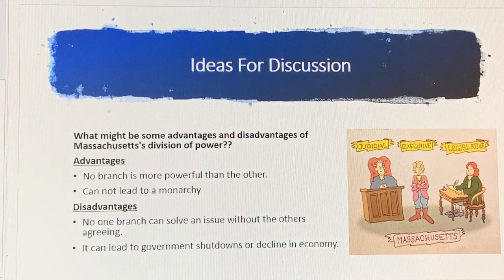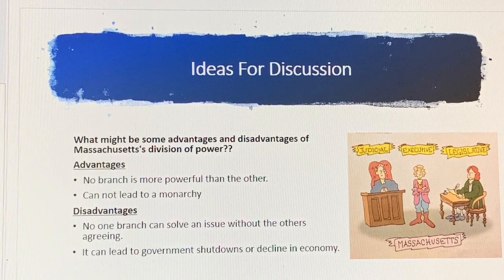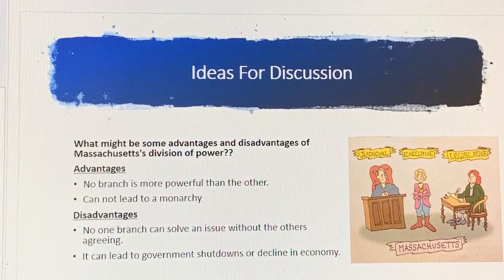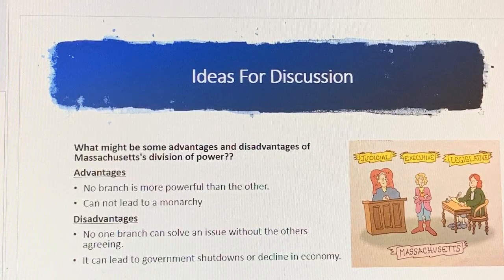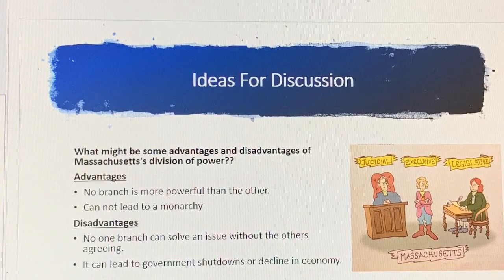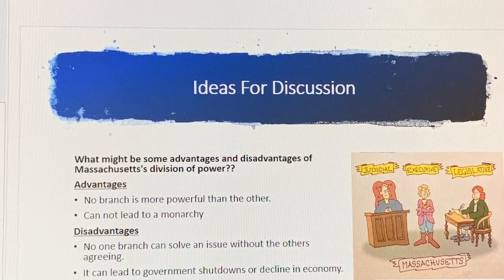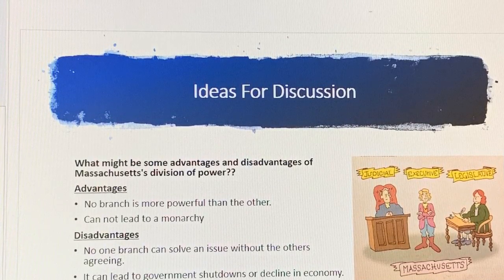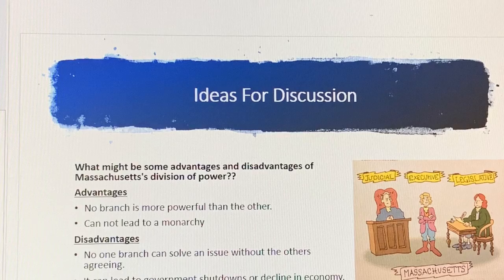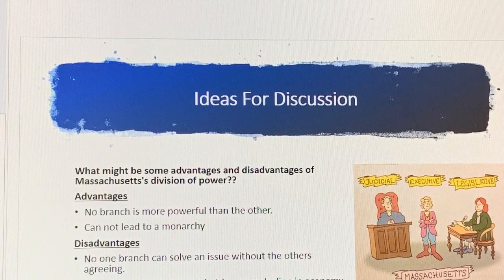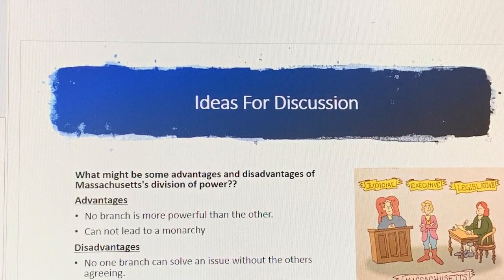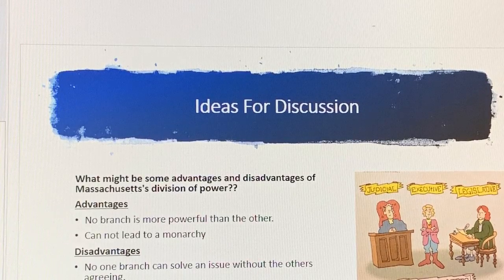Ideas for discussion continued. What might be some advantages and disadvantages of Massachusetts' division of power? Advantages: no branch is more powerful than others, and they cannot lead to a monarchy. Disadvantages: no branch can solve an issue without others agreeing. Also, it can lead to government shutdowns or decline in economy.